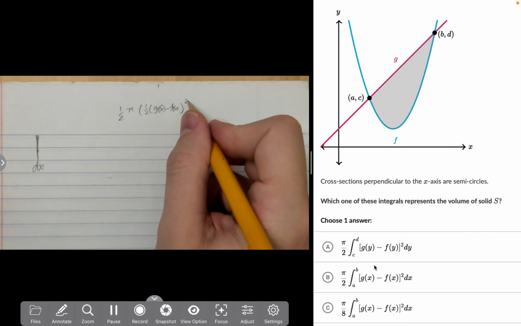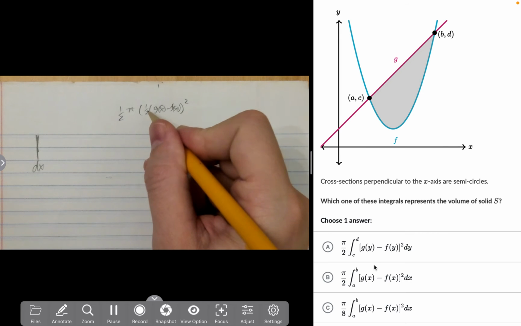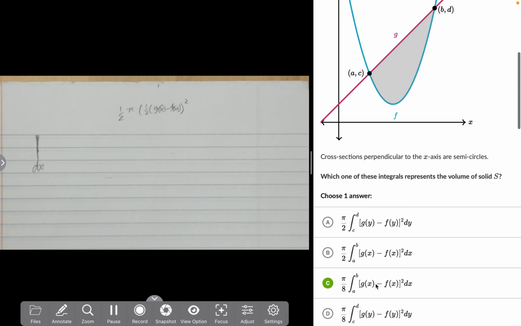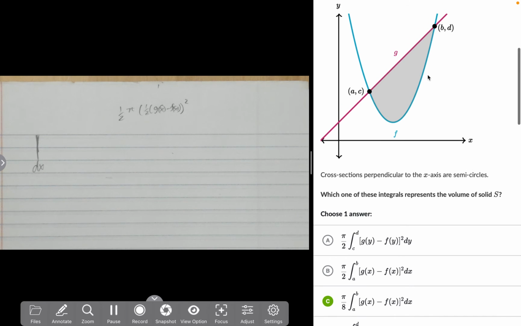All right, well, when I square that 1/2, that will get me 1/4, which will also multiply to a half and get me 1/8. It looks like that's going to be my answer. Also, since it's an x integral, it should be going from a to b. And then there's that pi involved.